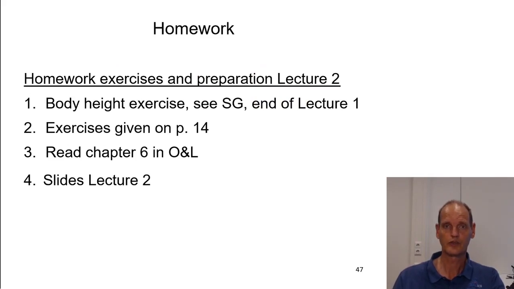Then for lecture 2 as a preparation, you could have a look at the body height exercise in the study guide, where you can look at 6 different ways to do a test, depending on what the alternative hypothesis is and what the method is, p-value or rejection region. Just as an exercise to really get you going in the t-procedures. The exercise is given on page 14. Read chapter 6 in Ott and Longenecker and maybe preview the slides of lecture 2.